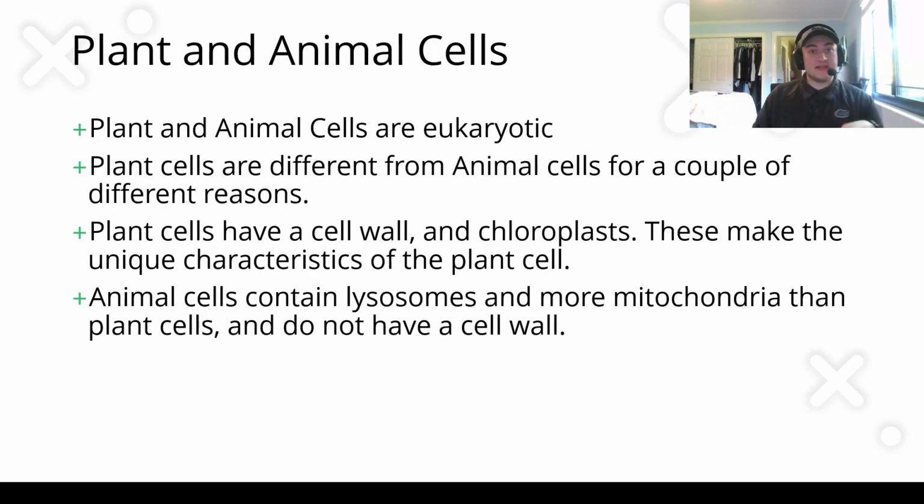Now we're going to plant and animal cells. One main difference is that one of them contains chloroplasts and the other does not. Even though they're both eukaryotic, that is one difference between them. Another difference is that plant cells contain a cell wall, while animal cells do not. One similarity between prokaryotes and plant cells is that they both have a cell wall too.